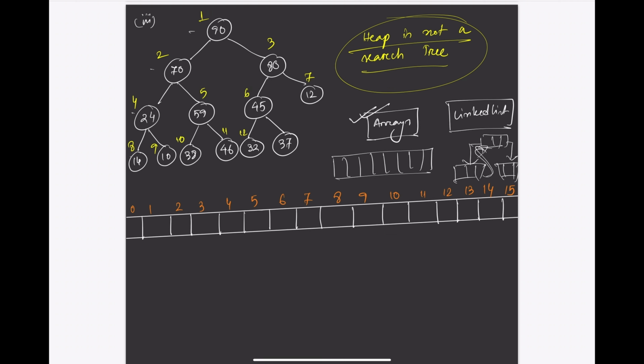So how will you implement? Like 90, 78, sorry, let's start from 1. Okay, you can start from 0 also, but I am starting from 1. That's not a big deal. Okay, so that is how it will be implemented.